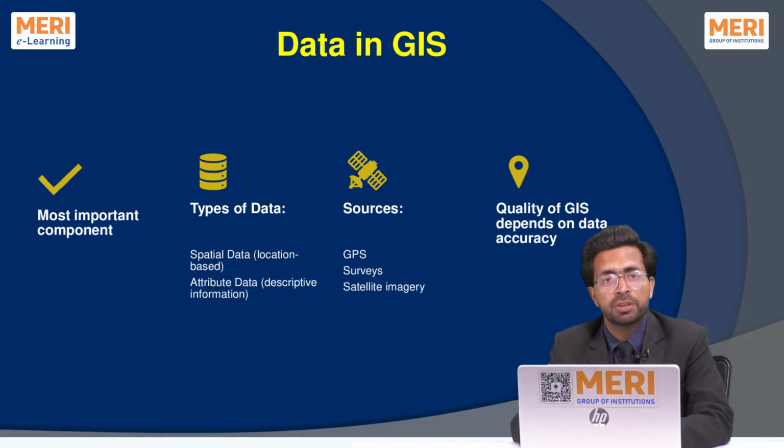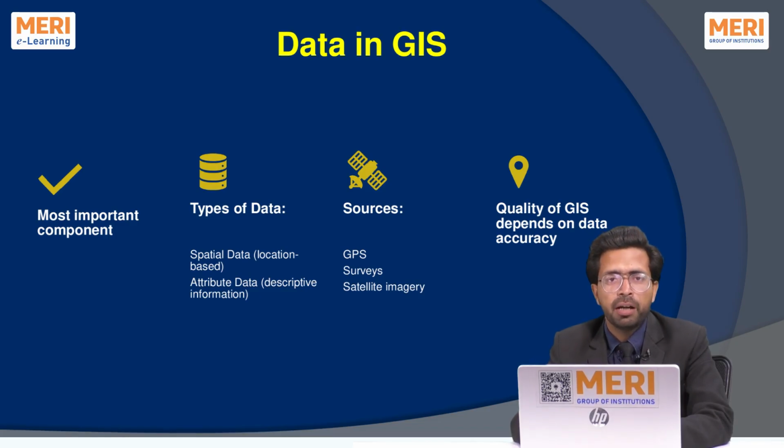Data can be collected from various sources such as field surveys, GPS devices, satellite imagery, aerial photography, and government databases. The choice of data source depends on the purpose of the analysis. The accuracy of GIS results depends heavily on the quality of data. If the data is inaccurate or outdated, the analysis will also be incorrect. Therefore, data validation and quality control are important. In recent years, the availability of spatial data has increased significantly due to advancements in satellite technology. Open source datasets are also available, making GIS more accessible. In summary, data is the most critical component because it provides the information needed for analysis. Without data, even the most advanced GIS system cannot function.